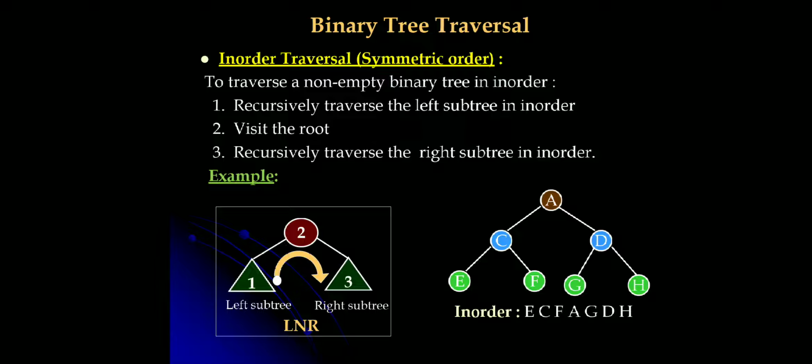After completing the traversal of the left subtree and the root, go for traversing the right subtree in order. The traversal you will get is G, D and H, right? Left, root and right. So the left subtree traversal order is ECF, visit the root, it is A. Then the right subtree traversal order you will get is G, D and H. So this is the in-order traversal you will get for the given binary tree.